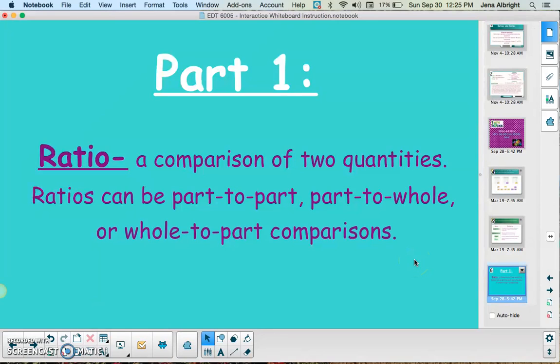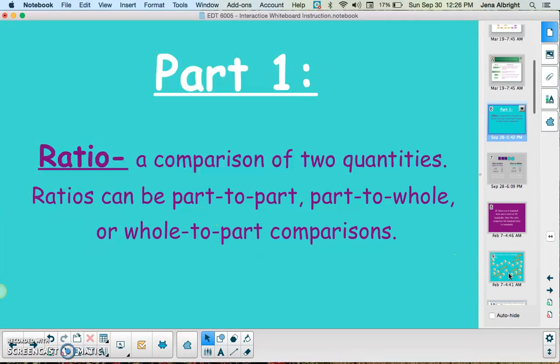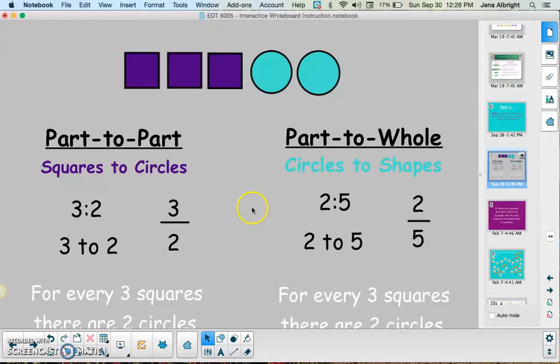Continuing through, moving into part 1, this is the introduction to what our instruction and our lessons are going to be about. The very first part is about ratios, and this is just the definition of what a ratio is. And the next slide provides some different ways that we can represent ratios.